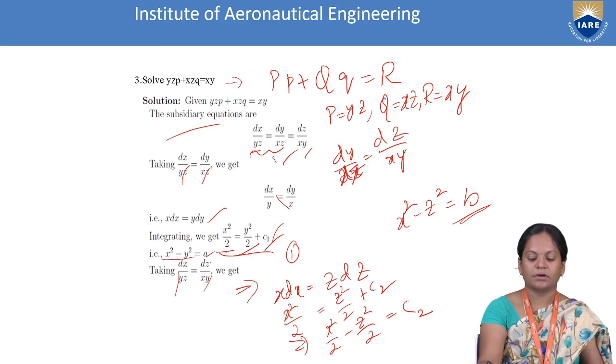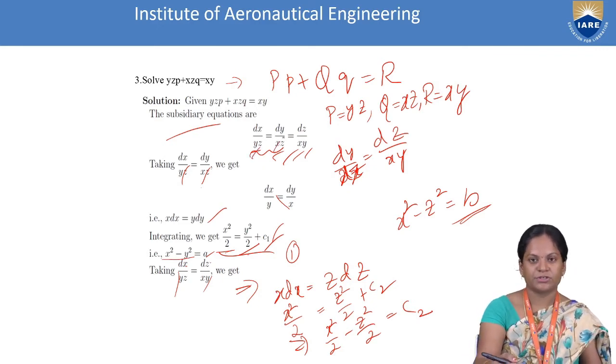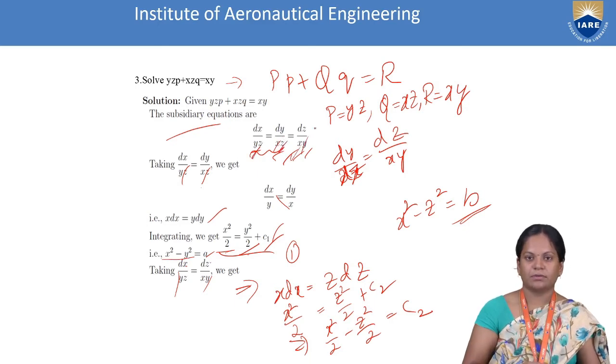Here, the second and third equation. If we take the second and third equation, we'll get another solution. So these solutions are based on our convenience; we can consider any two fractions. Either consider the first or second fraction, or the second or third fraction, or the first and third fraction. If we consider second and third, we'll get another solution.